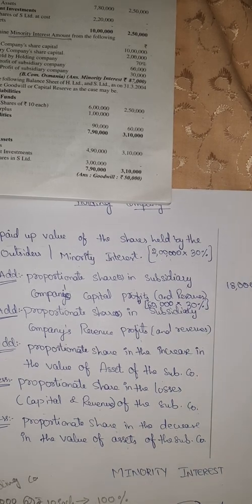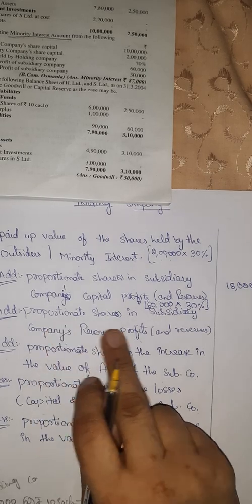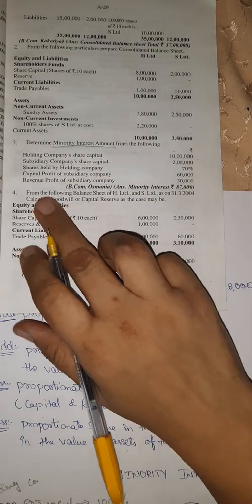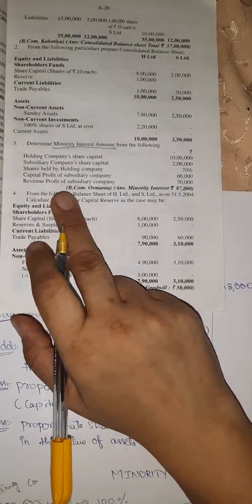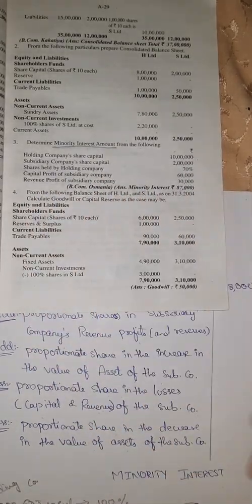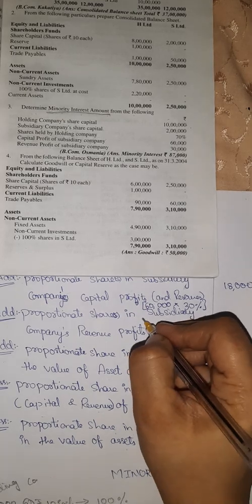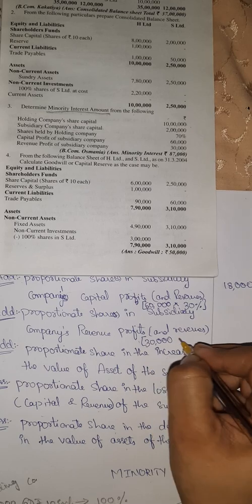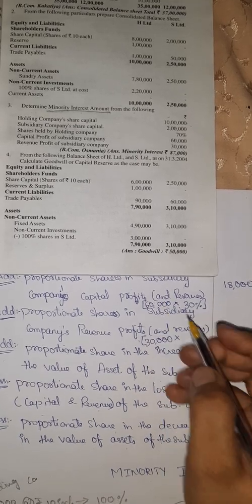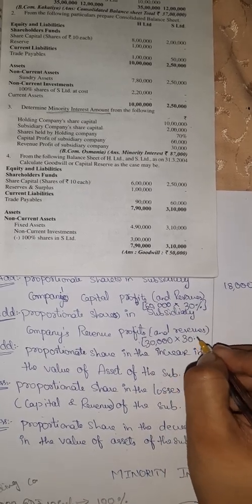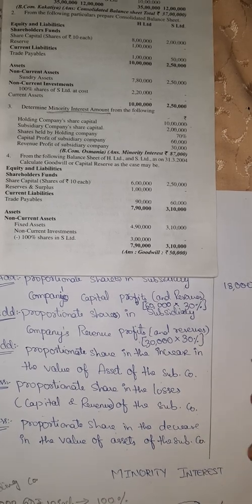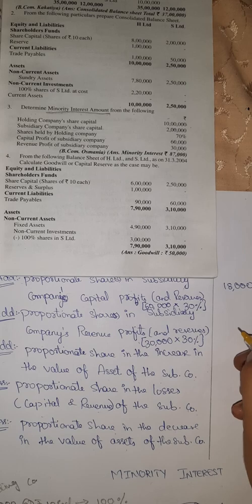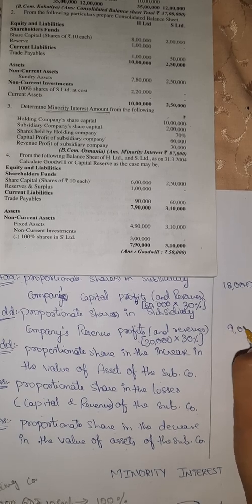Next comes the proportionate share in the subsidiary company's revenue profit. In our question, the revenue profit of the subsidiary company is 30,000. Again, 30,000 into the minority percentage of 30% gives us 9,000.